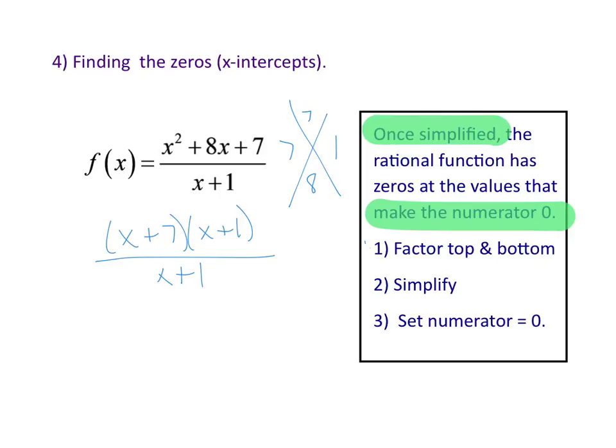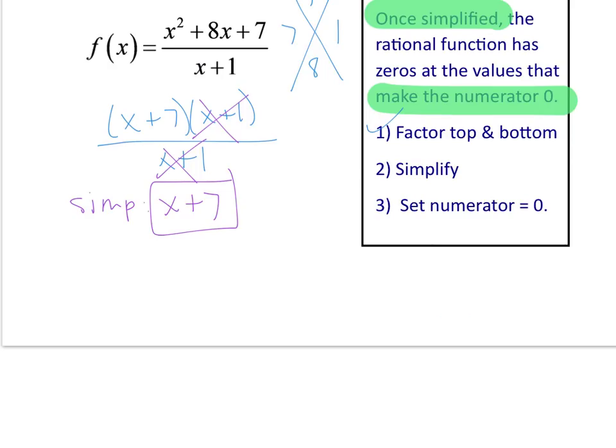Now we need to simplify second, and then we'll set our numerator equal to 0. So I'm going to simplify by canceling out the x plus 1's. So our simplified version of this rational function is x plus 7. But now let's find our x-intercepts. So now I need to set my numerator equal to 0, and in my simplified expression, x plus 7 is in my numerator, so I will just say x plus 7 equals 0, so x would equal negative 7, so my x-intercept would be negative 7, comma 0, again, ordered pair form.